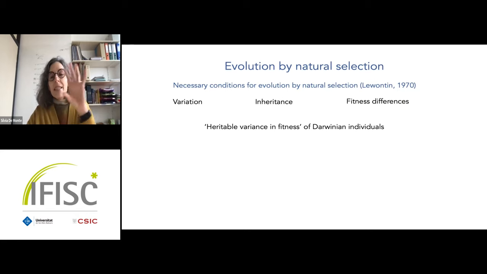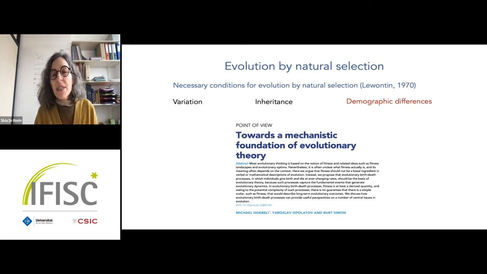This definition, however, is somehow hiding under the carpet the fact that in many practical situations it is not so well defined what fitness really is. And this can become a problem if you want to apply this to specific situations or to mechanistic models. For this reason, a few people have pointed out, and I strongly suggest this paper if you're interested in the topic, that one can actually replace fitness by demographic differences. In talking about demographic differences, one then thinks of differences in birth rates and death rates that are associated with different features of the Darwinian individual.